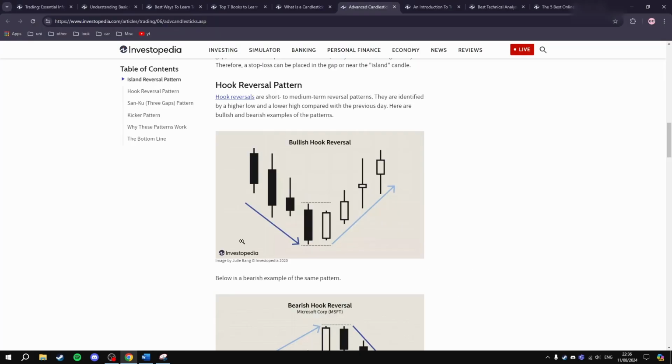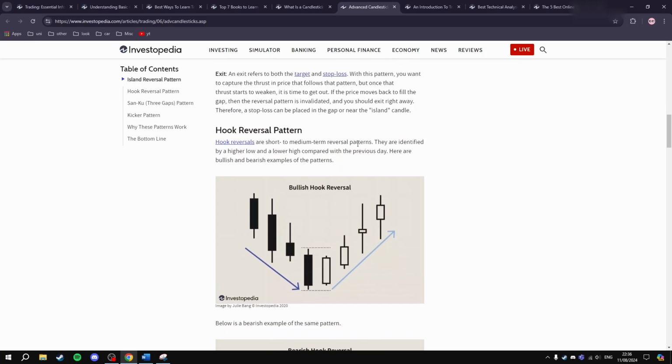Here are bullish and bearish examples of the patterns. So they're identified by a higher low and a lower high. Higher low, so this candle compared with this candle: this candle's low is here, whereas the low for the other candle is here, so this candle's low is higher. And a lower high: this candle's high is over here, whereas the other candle's high is over here, so this candle's high is lower compared to the previous day.